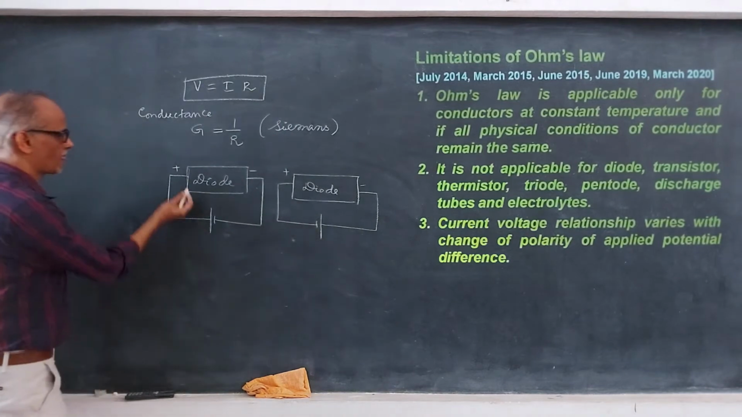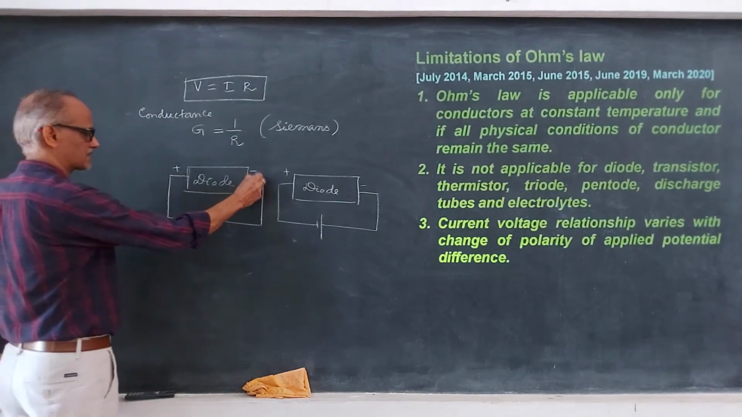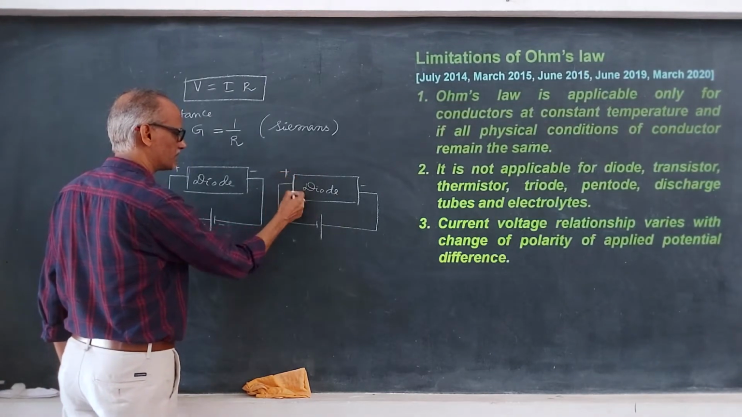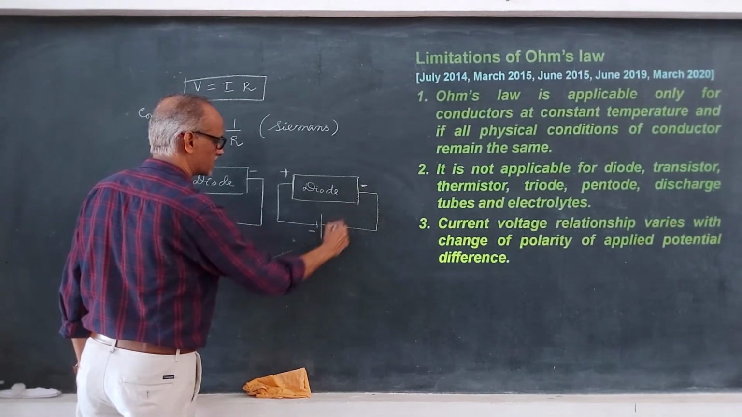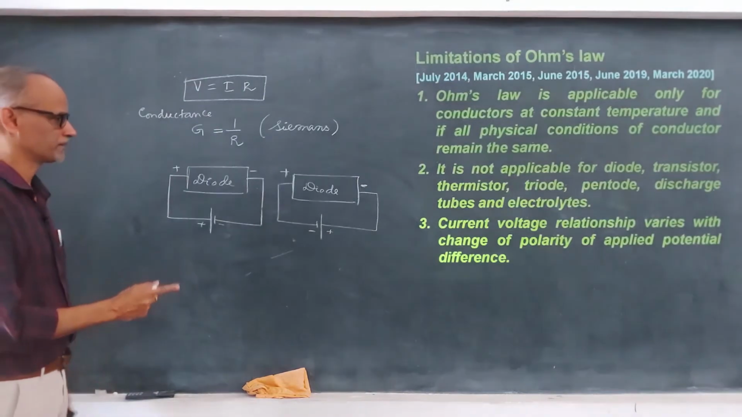See this here, the positive of the diode is connected to the positive terminal of the battery. Here the negative is connected to the negative terminal of the battery. But here the positive of the diode is connected to the negative terminal, and the negative is connected to the positive terminal. Therefore, these two combinations are not the same, they are different.